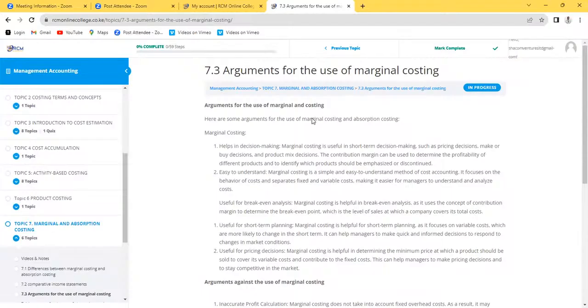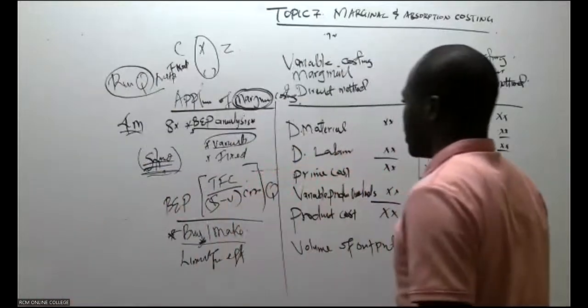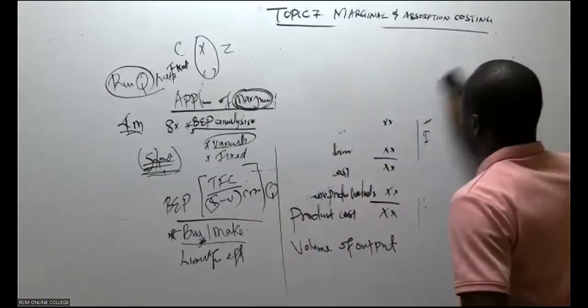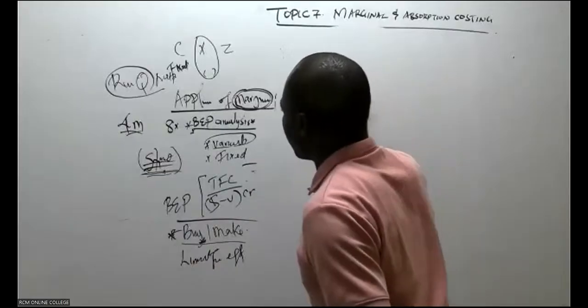Having done that, it is taking us basically to the arguments. So, arguments for the use of marginal costing. Arguments for the use of marginal costing are basically advantages. So how is using marginal costing advantageous or beneficial to an organization? So one, you can see it helps in decision making. That is, marginal costing is useful in short-term decision making, such as price determination. We've clearly seen it here when we were discussing the applications. Those applications are now some of the benefits or arguments for.